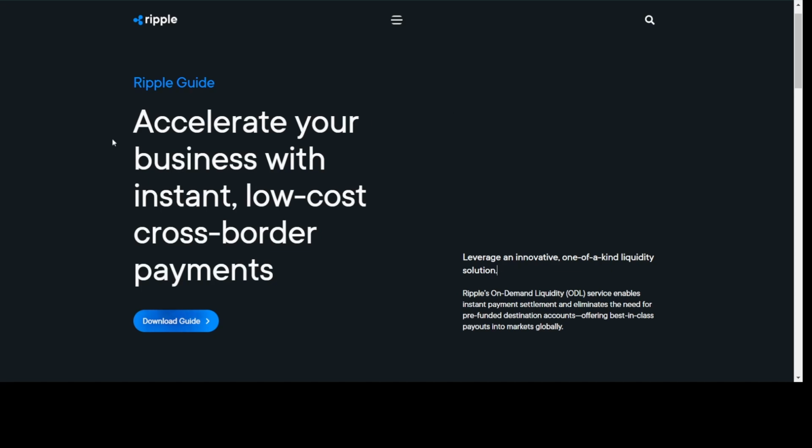So you also have Ripple and the use of XRP with on-demand liquidity, which enables instant payment settlements and eliminates the need for pre-funded destination accounts, offering best-in-class payouts into markets globally. So if we're facing a liquidity crisis and Ripple has a service for on-demand liquidity that's going to be needed in the future, especially during a downturn, and then the utilization of XRP, which is a neutral bridge asset that anyone can use globally, and it has instant settlement times and the fees are feeless. I really see this being a big player in this liquidity crisis. And also Ripple and XRP are agnostic to the central bank digital currencies, so I could see it as an on-ramp and off-ramp for fiat exchange.